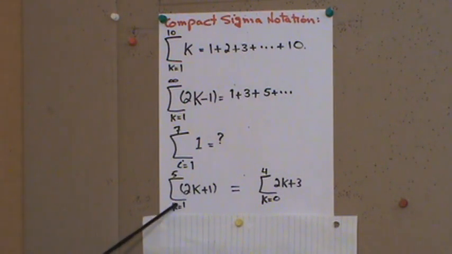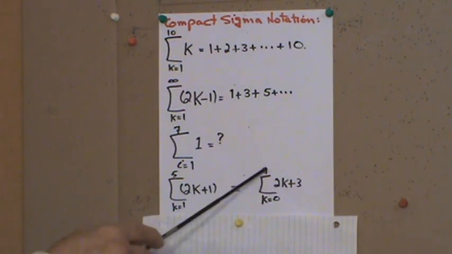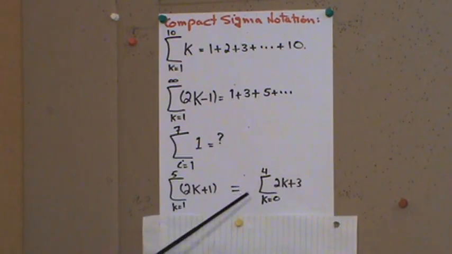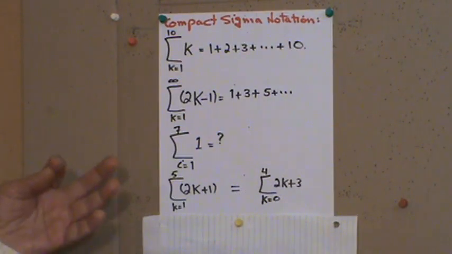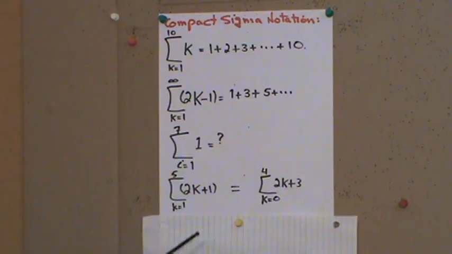For instance, it goes from 1 to 5. This one starts from 0 to 4. And 0 to 4 also has 5 numbers in there, starting from 0, 1, 2, 3, 4. There are 5 of them. Now, here k starts from 1 to 5.